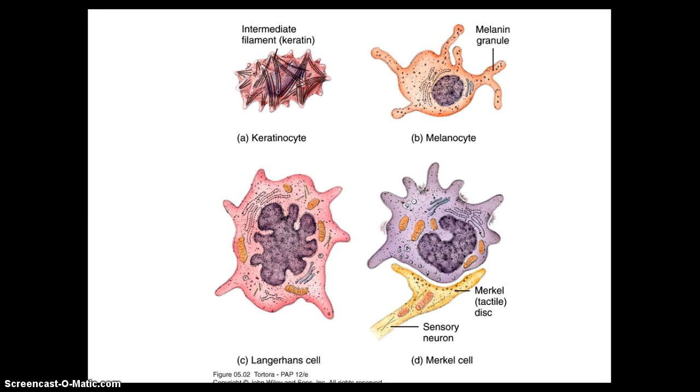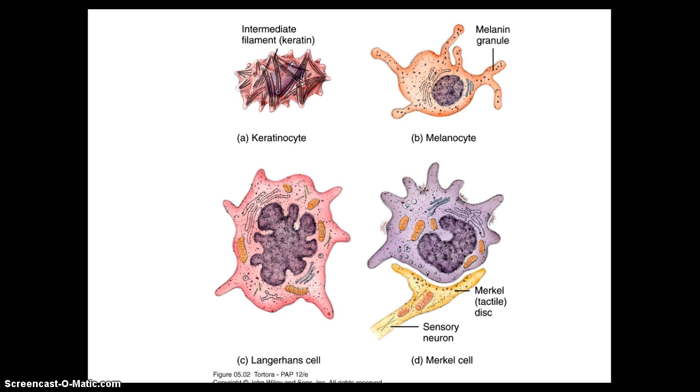The next type of skin cell is a Langerhans cell. Langerhans cells are a type of skin cell that are found in the stratum spinosum. Langerhans cells act to protect the epidermis from antigens. They do this by using dendritic cells to present the antigens to the immune system.